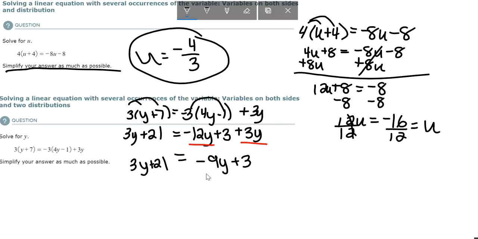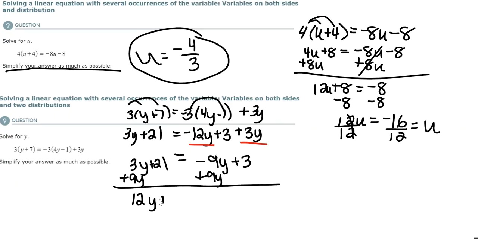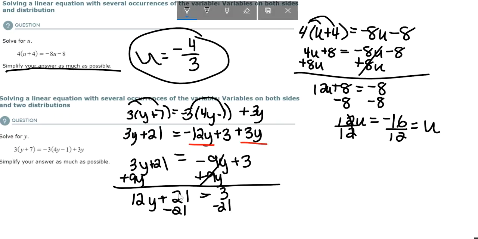I like things positive, so I'm going to add 9y to both sides. That gives me 12y's plus 21, and over here that's equal to 3. So I'm going to subtract 21. That gives me 12y is equal to, now this is a positive 3 minus 21, so I'm going to find the difference, which is 18, and then the 21 is the negative number, so the sign stays negative.